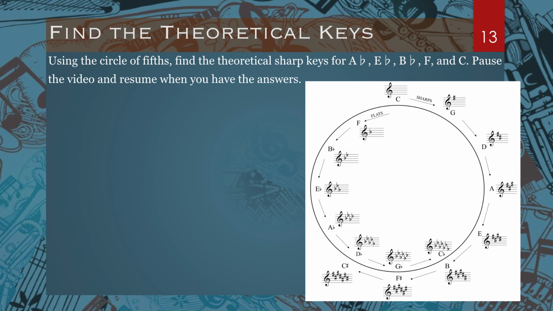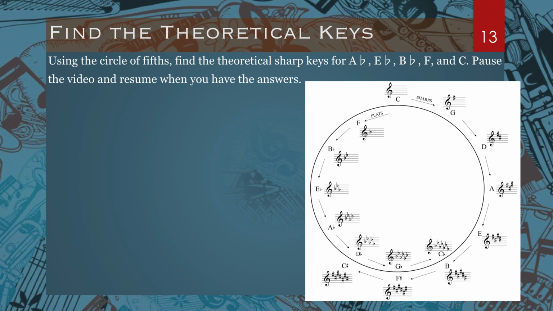So this concept is important to learn, but there's other ways to calculate intervals as well. But we can use theoretical key signatures to calculate both intervals and major and minor chords. So take a moment and figure out the theoretical sharp keys for A flat, E flat, B flat, F, and C.